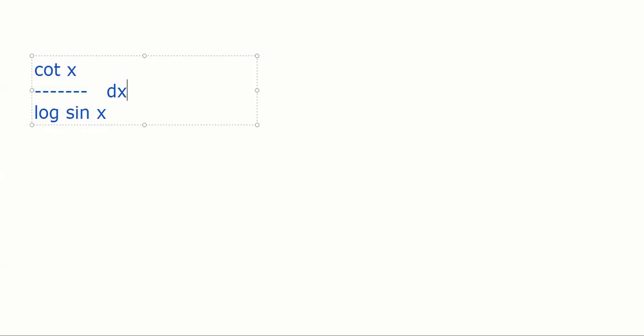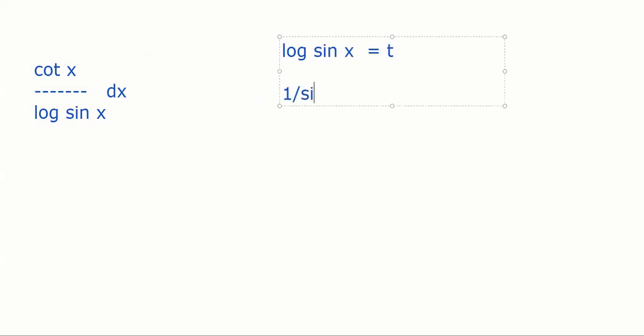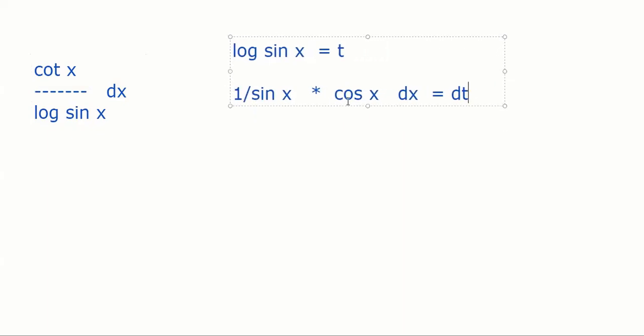Log of sin x is equal to t. बस फिर तो एकदम easy है. cot x की जगह t. Differentiate both sides. Differentiate of log sin x होता है 1 by sin x into numerator में sin x का cos x, right? dx equal to dt. तो if you see, 1 by sin x into cos x by sin, तो ये cot x हो गया. So cot x dx equal to dt आ रहा है.